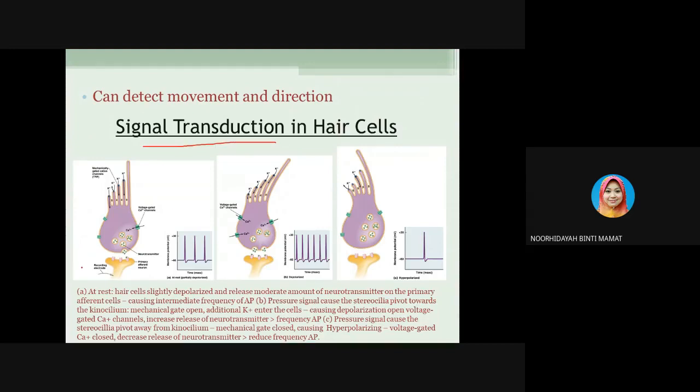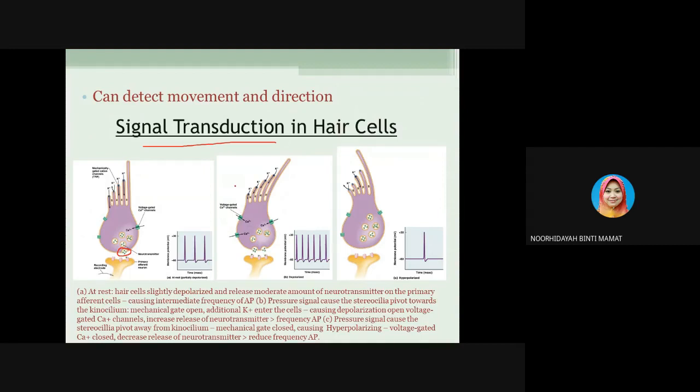At rest, the hair cells are slightly depolarized and release a moderate amount of neurotransmitter on the primary afferent cells. So they release a moderate amount of neurotransmitter in the resting situation, and this causes an intermediate frequency of action potentials.